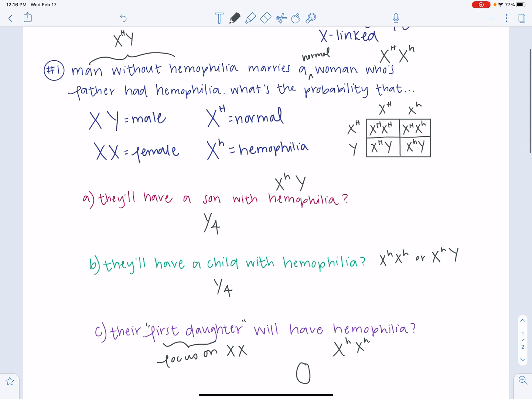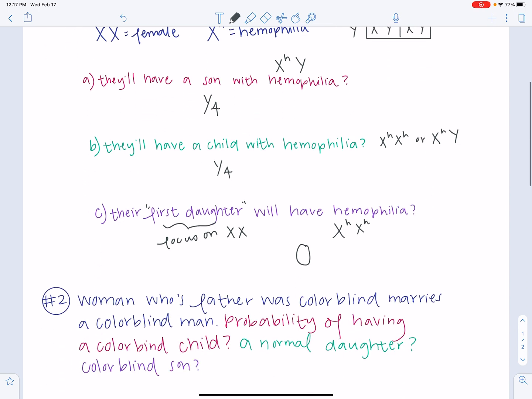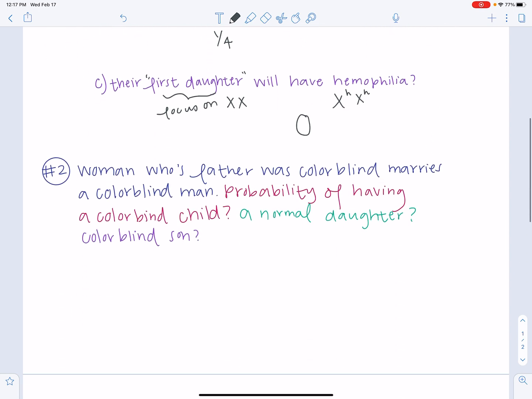Okay, so that's how we work through these problems, how we figure out the genotypes of the parents, and how we can then use that to answer these questions. Our questions are nuanced, so we need to be really careful with the language we are looking at when we're answering them. I encourage you to do the second one on your own now that I've done the first example. So pause the video, try it, and then click resume.